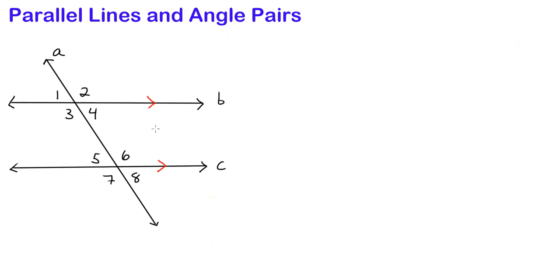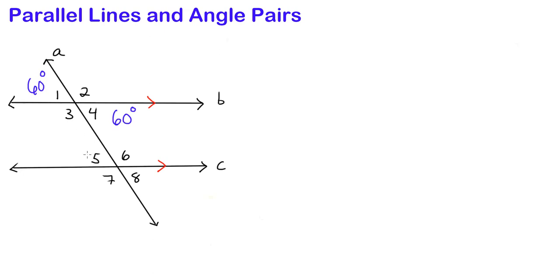So if I have two parallel lines cut by a transversal and I have the measure of one angle, I could use all of this information to find the measure of all the other angles. So let's say, for example, that angle 1 measures 60 degrees. Well, right away, I know that angle 4 also measures 60 degrees. Why? Because they are vertical angles, and vertical angles are congruent.